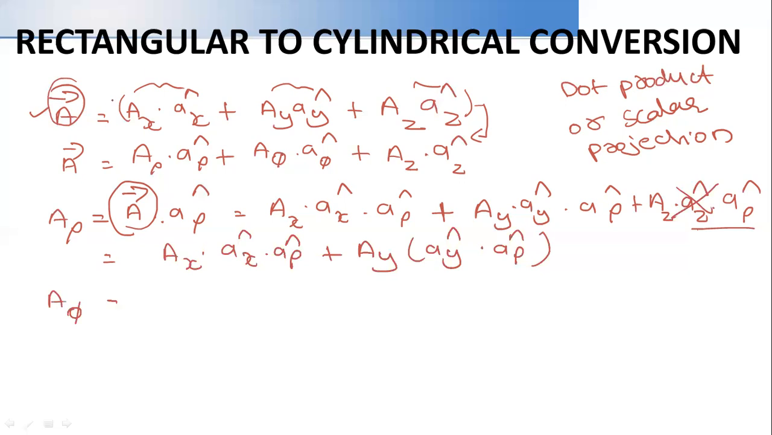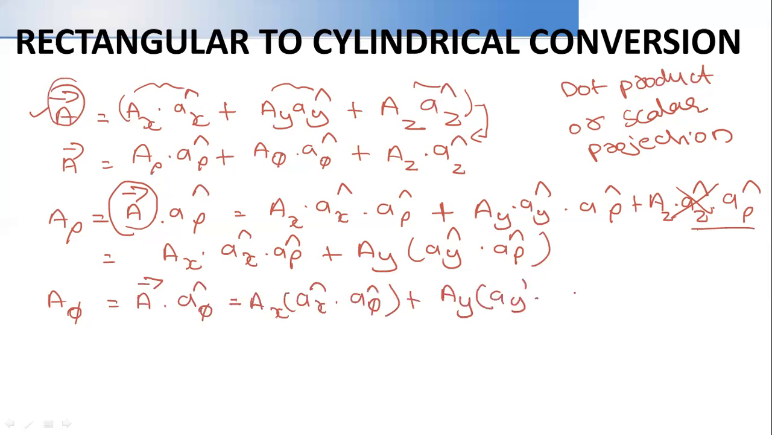Similarly, what will A phi be? What should we do? This vector A again dot product with unit vector a phi. So vector A dot a phi. If you have any doubts, ask right now. Similarly, how will it come? Along with each and every term here in x, y and z we need to take dot product with a phi. So ax dot a phi plus ay dot a phi plus az dot a phi. Is it becoming clear for you?